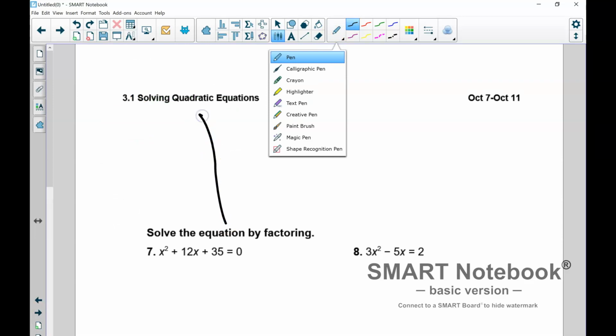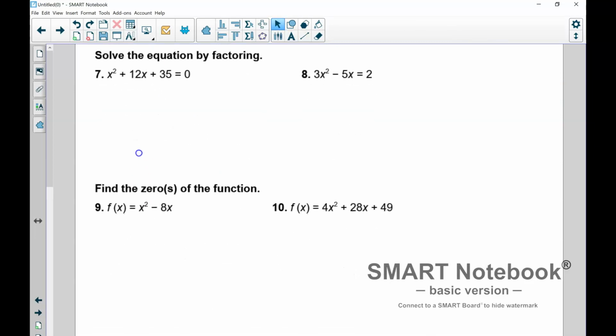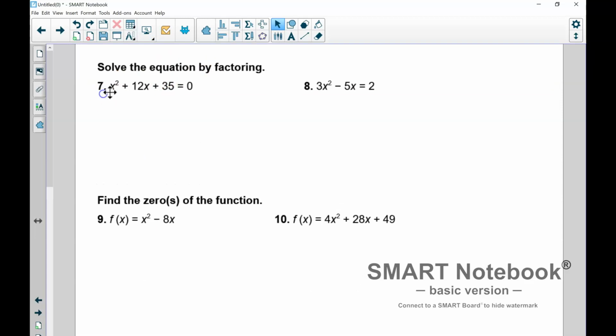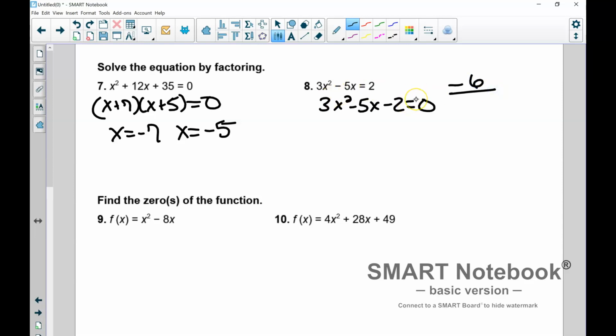And this one? Oh, there's a few of them on here. Alright, so this is 7 and 5. So x is equal to negative 7, x is equal to negative 5. This one, you got to get one side equal to 0. So then I have to find the factors of negative 6. 3 times negative 2 is negative 6. So that's going to be negative 6 and 1.